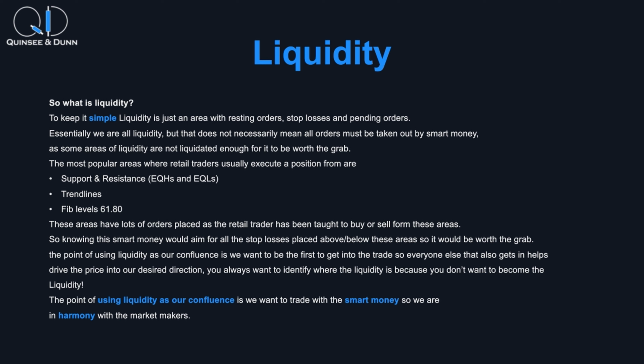Alright, so these areas have lots of orders placed as retail traders have been taught to buy and sell from these areas. So knowing this, smart money would aim for all the stop losses placed above and below these areas, so it would be worth the grab. The point of using liquidity as our confluence is we want to be the first to get into the trade, so everyone else that also gets in helps drive the price into our desired direction. You always want to identify where the liquidity is because you don't want to become the liquidity. The point of using liquidity as our confluence is we want to trade with the smart money so we are in harmony with the market makers.